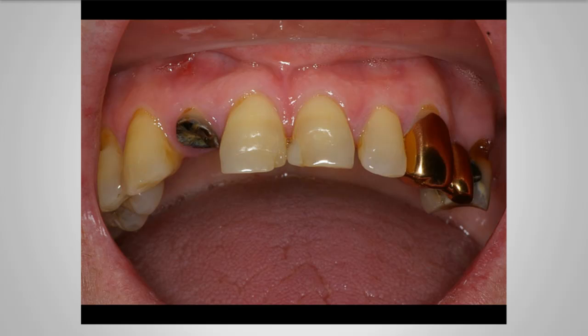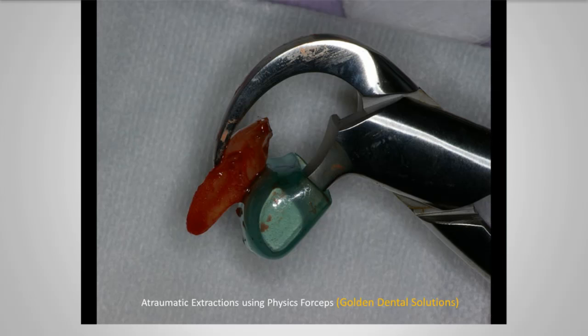We anesthetized the patient. A week prior, we had already taken the molds for the immediate dentures, so they were already fabricated the day of surgery. And utilizing the physics forceps from Golden Dental Solutions, we atraumatically extracted the patient's upper dentition.